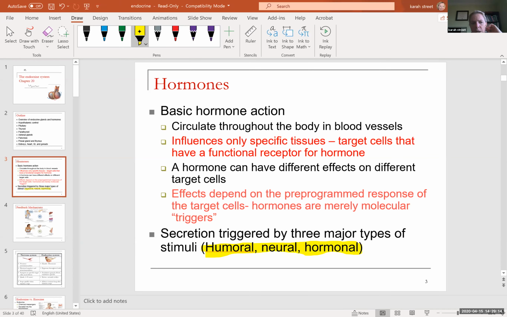Humoral. Humoral means in the blood. So something in the blood triggers the hormone to be released. For example, insulin. Insulin uses a humoral mechanism. If you eat and your blood sugar goes up, then that is the stimulus to tell the pancreas to release insulin. So that's what we mean by humoral.